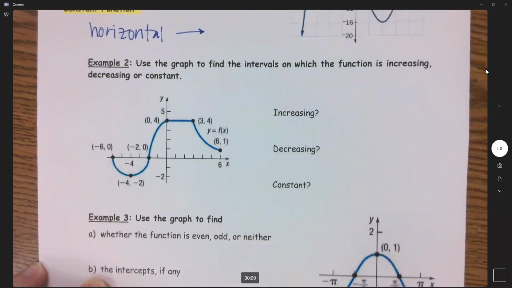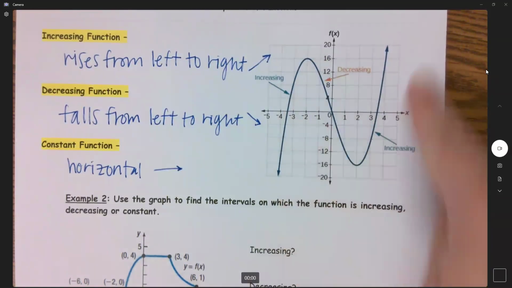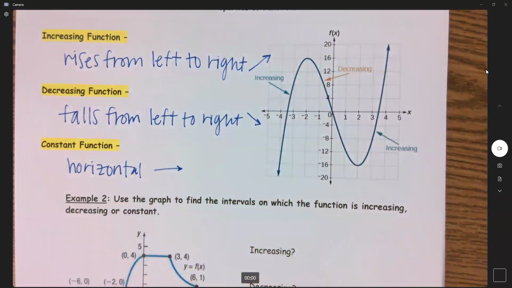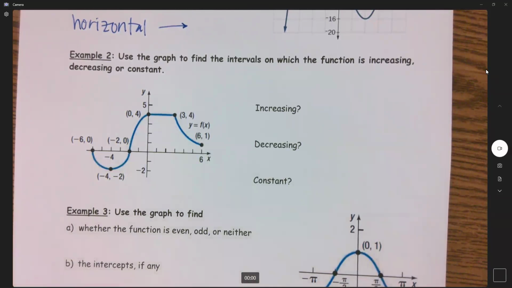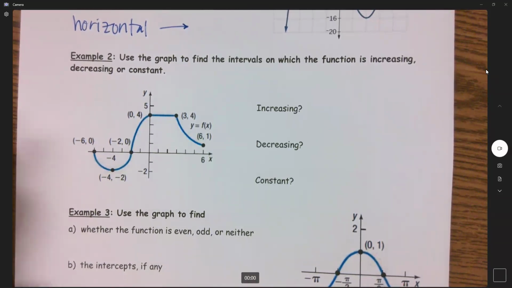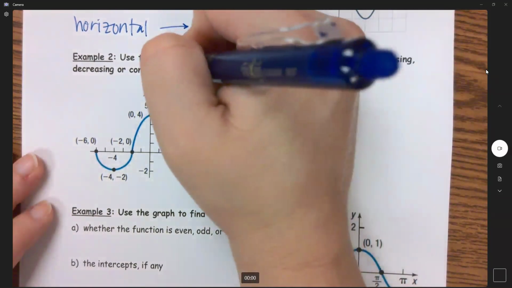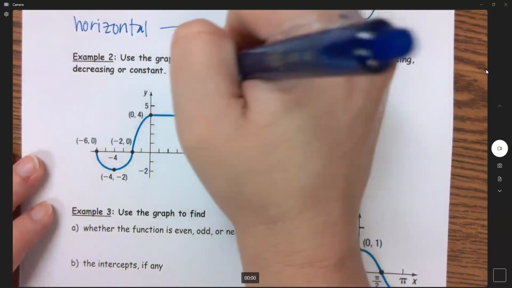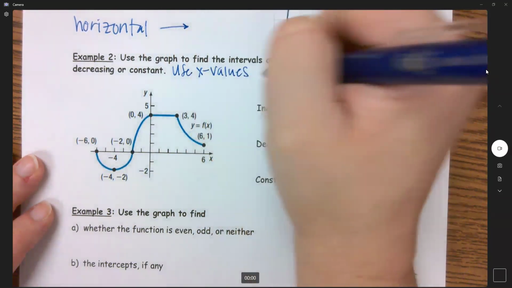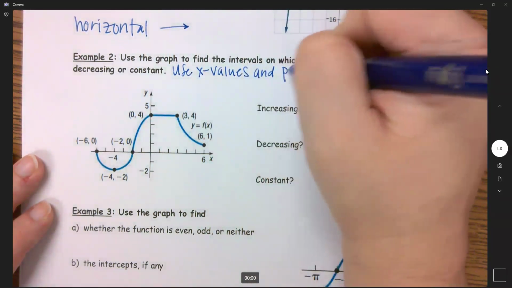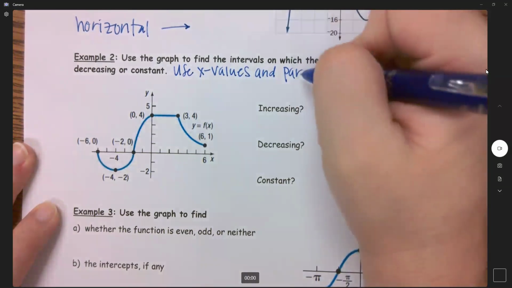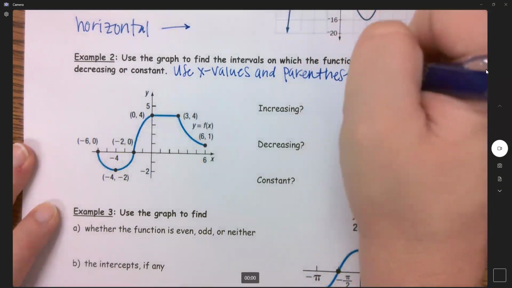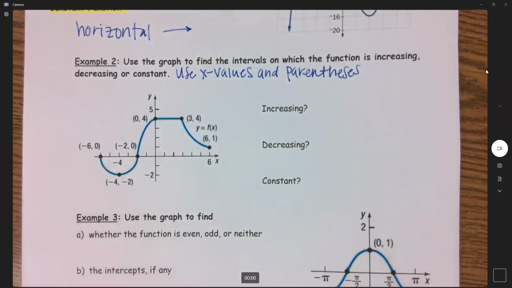Okay. So we can see from the diagram, increasing and decreasing. We kind of have a general idea. So example 2, use the graph to find the intervals on which the function is increasing, decreasing, or constant. When we are stating these, we want to use our x values and we will use parentheses. We're using x values and we're using parentheses.